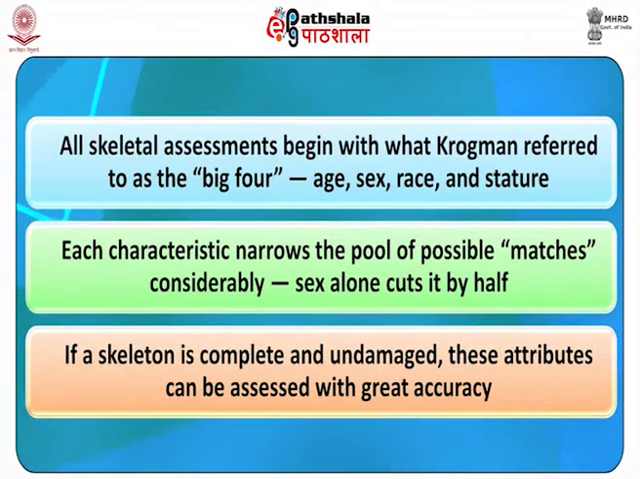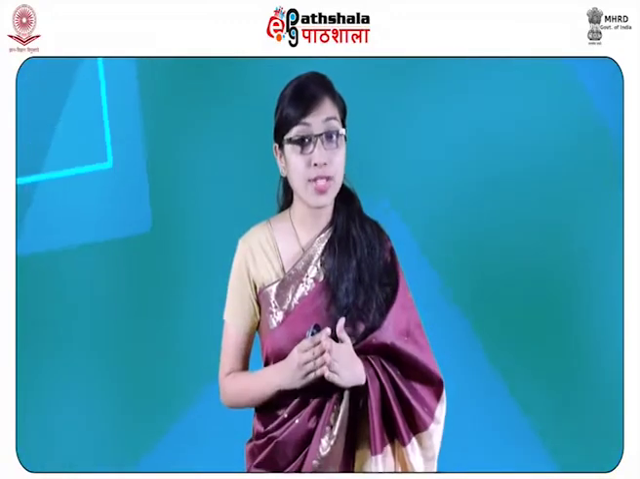Each characteristic narrows the pool of possible matches considerably. Sex alone cuts it by half. If a skeleton is complete and undamaged, these attributes can be assessed with greater accuracy. Using the latest techniques, sex can be determined with certainty, age estimated to within about 5 years and stature approximated with a standard deviation of about 1.5 inches or 3.5 centimeters.